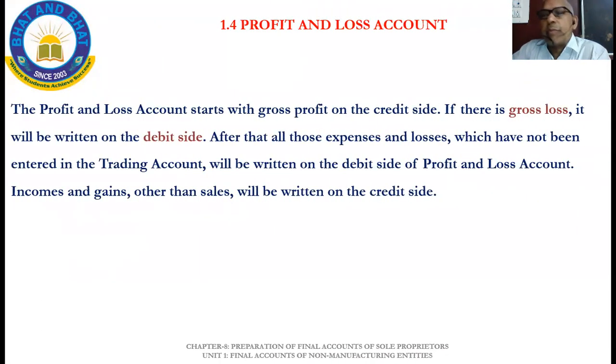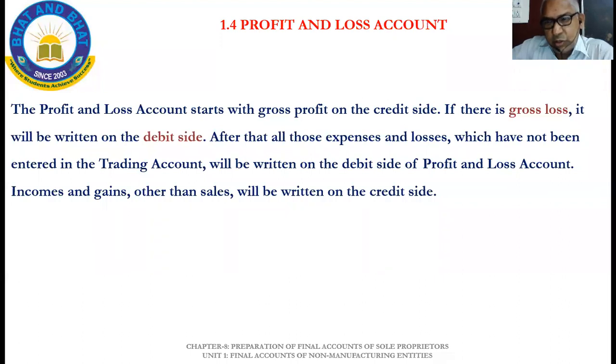Now, profit and loss account, what we call the P&L account. See, all the expenses other than those related to purchases and sales, such as administrative expenses, salary, rent, etc., will be shown on the debit side of the profit and loss account.